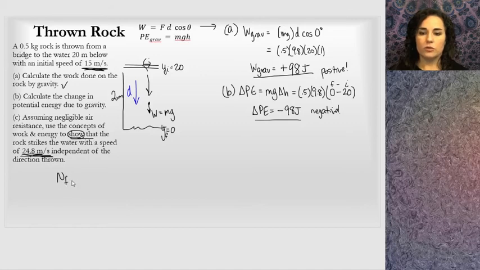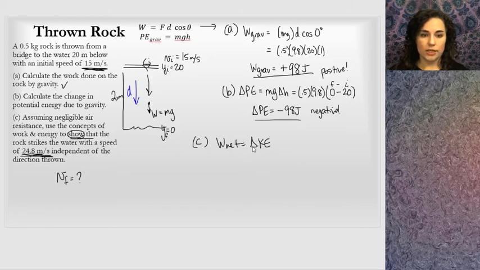So we're going to assume we don't know the final speed. We know the initial speed, right? V initial is 15 meters per second. And we don't know the angle. We don't care about the angle, and they're saying prove that you don't. So what I'm going to do is write out what we know about work net.